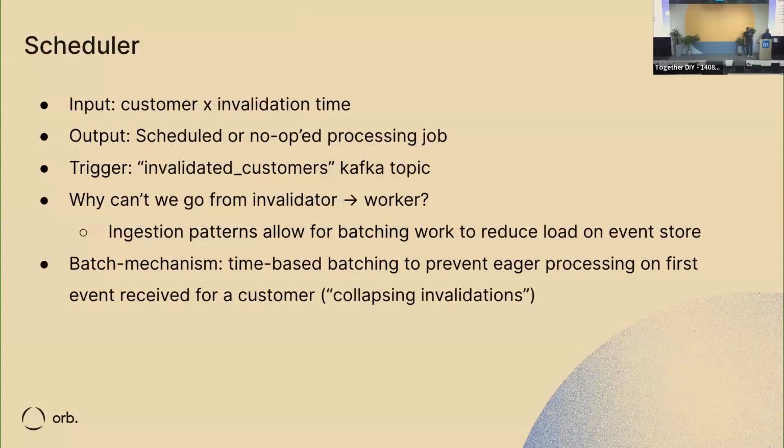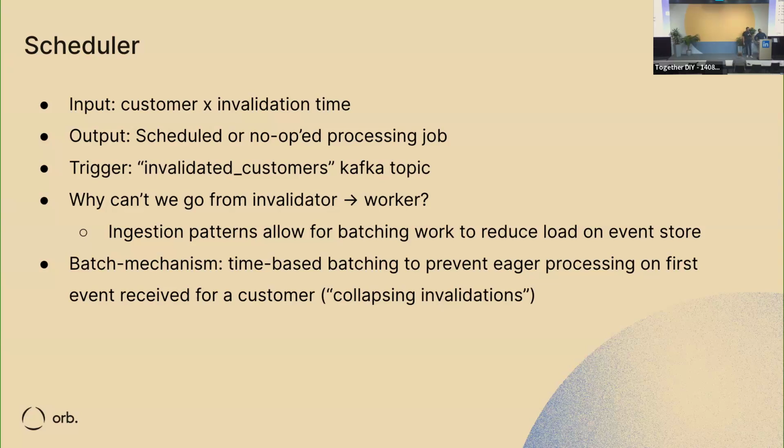Next, we'll talk about the scheduler. The scheduler is downstream of the invalidator. It's responsible for taking a bunch of invalidations and determining whether there's any work we need to schedule or if we can just no-op this specific invalidation. So the input here is just the invalidation output of the invalidator. And we go ahead and update some queues somewhere to say, hey, can you please process this customer? In a lot of traditional systems, you might think that you can go directly from the invalidator to the worker, and that is absolutely true.